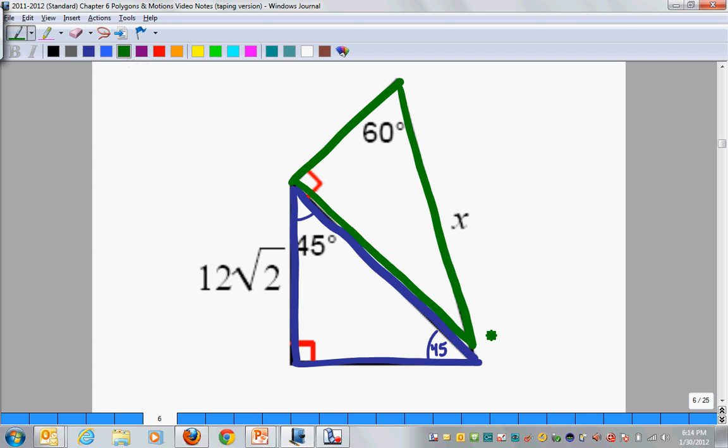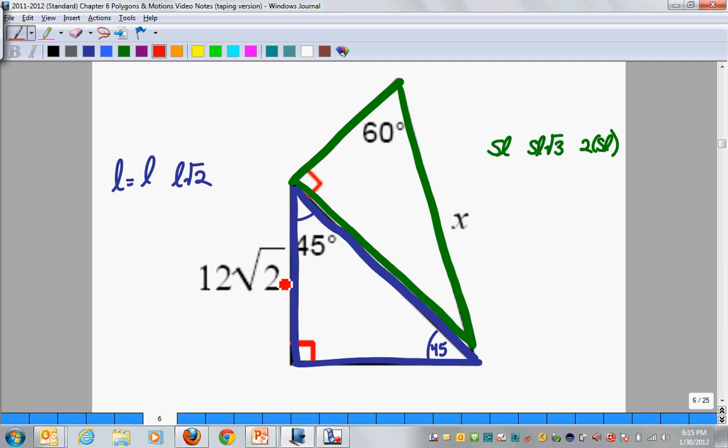Knowing that, let's write our tables out that we're familiar with. For a 45-45-90 triangle, whatever the legs are, they're going to be equal, and the hypo equals whatever the leg is times square root of 2. That's the 45-45-90 table. For the 30-60-90, whatever the short leg is, the long leg is going to be the short leg times root 3, and the hypo is 2 times the short leg.